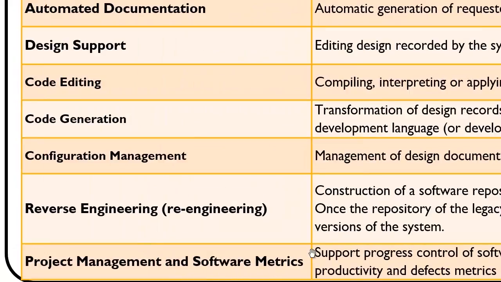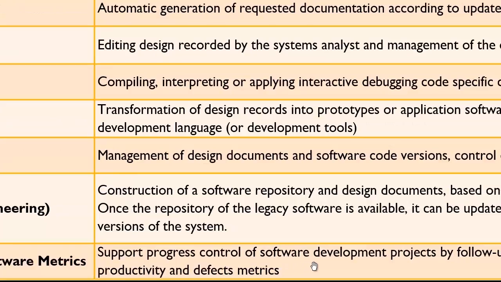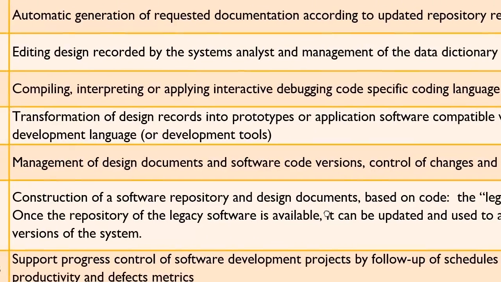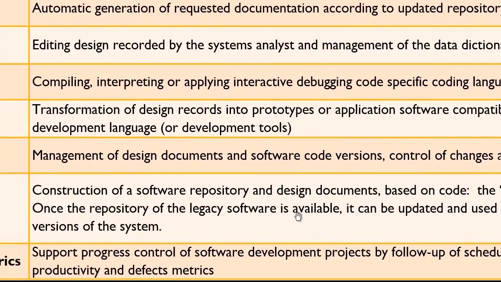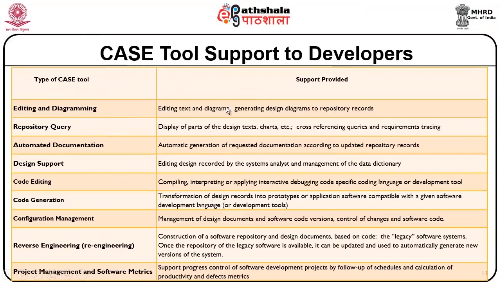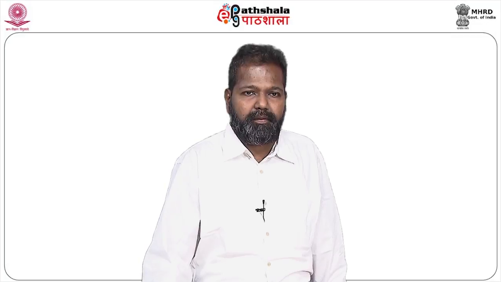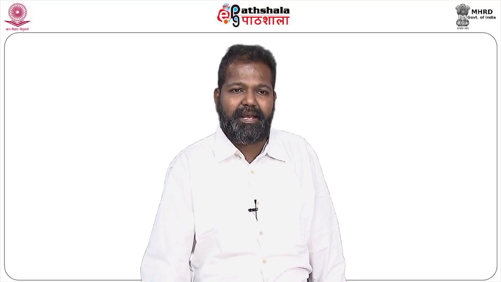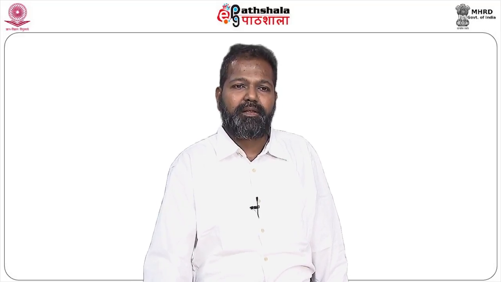Project management and software metrics support progress control of software development projects by follow-up of schedules and calculation of productivity and defect metrics. So, in this slide we have discussed CASE tool support to developers, the type of CASE tool and the support provided. The types of CASE tools we discussed are editing and diagramming, repository query, automated documentation, design support, code editing, code generation, configuration management, reverse engineering and project management and software metrics.